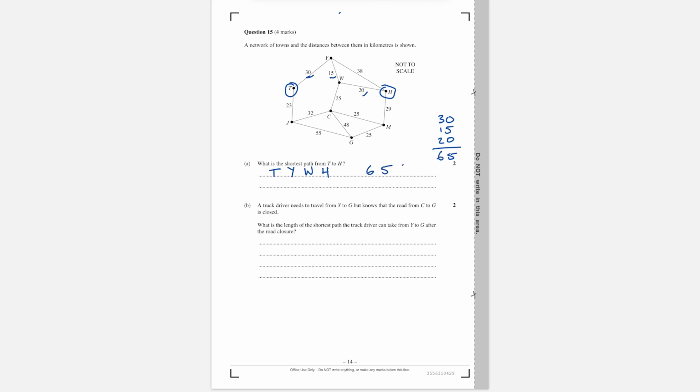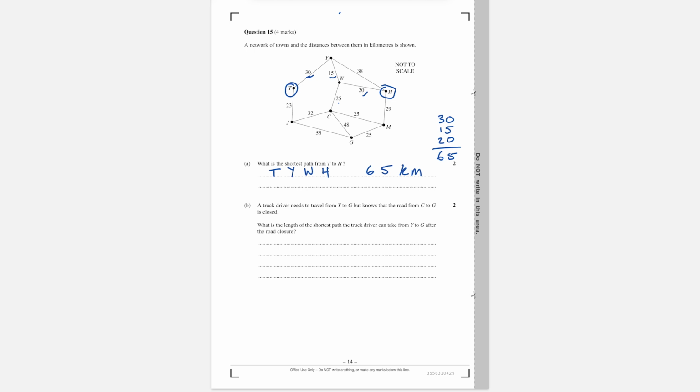30 plus 15 plus 20 gives us 65 kilometers. And we always want to do a quick check just to make sure that there isn't another sneaky way that might be shorter. If we did go via J, that would be a smaller number than 30, but then getting to W, we would have to go 32 plus 25, which is 57. And when you add 57 to 23, that's obviously going to be bigger than 65. So we know we've got the shortest path with TYWH.